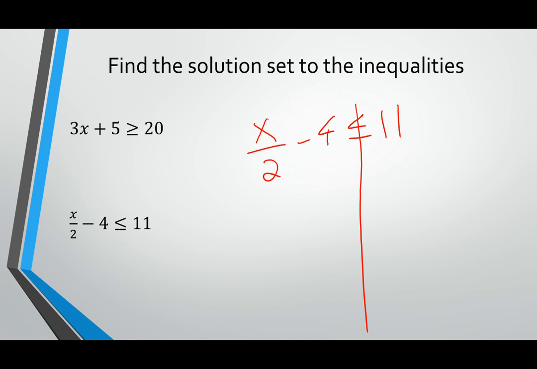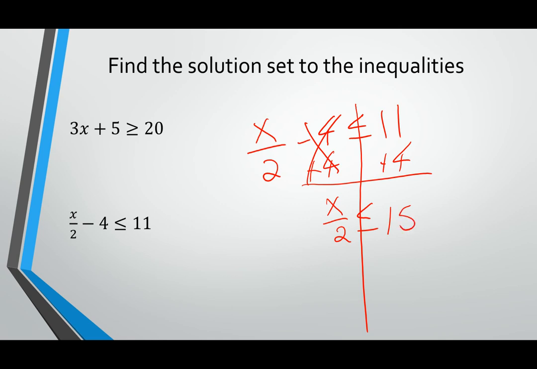Now, the first thing I need to do is get rid of our 4, and then I'll get rid of that 2. To get rid of the 4, same thing that we did with the 5, except this was a plus 5, so we subtracted it. But since this is a minus 4, we'll have to add 4 to both sides. Adding 4 to both sides, we cancel it out on the left. We'll just bring down the x over 2. Don't forget it's less than or equal to. And 11 plus 4 is 15.